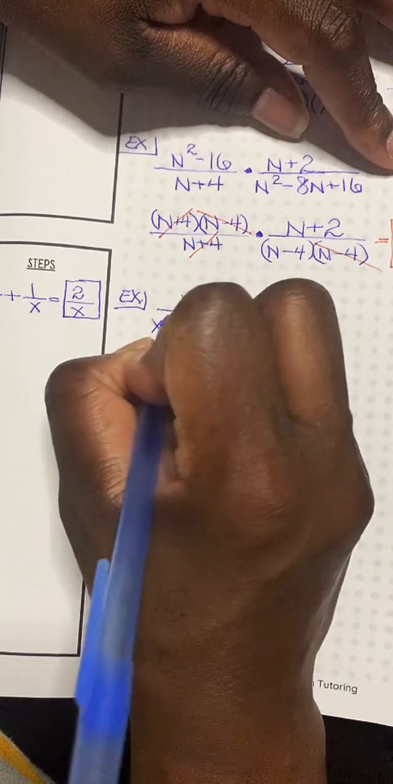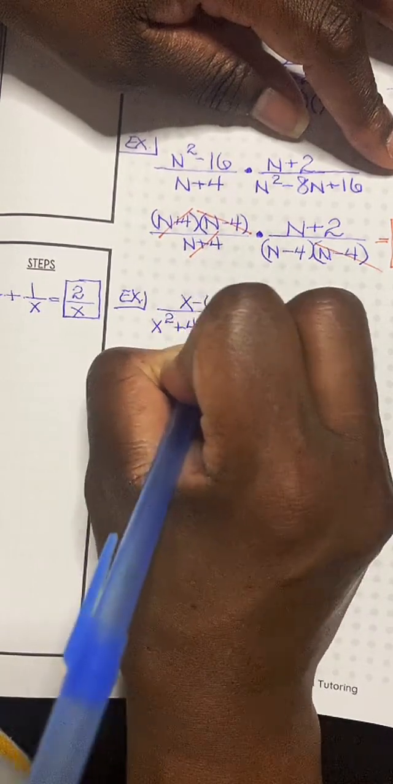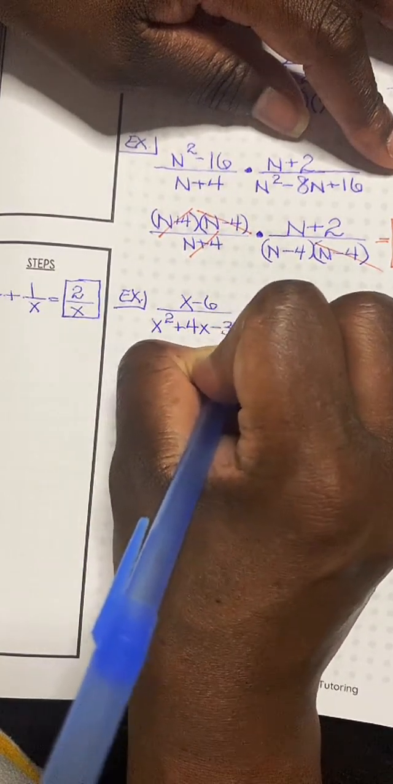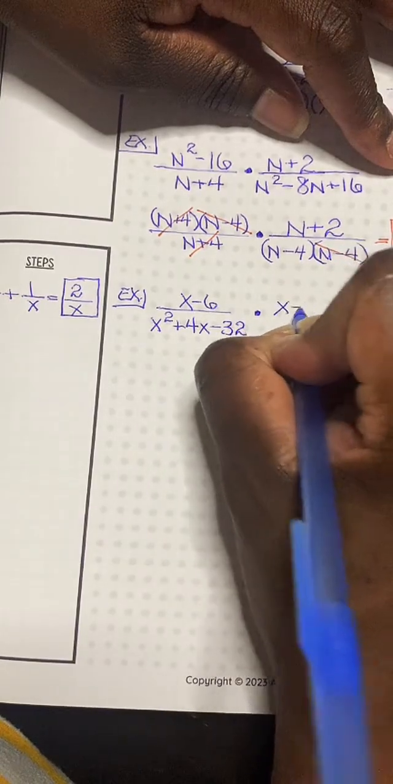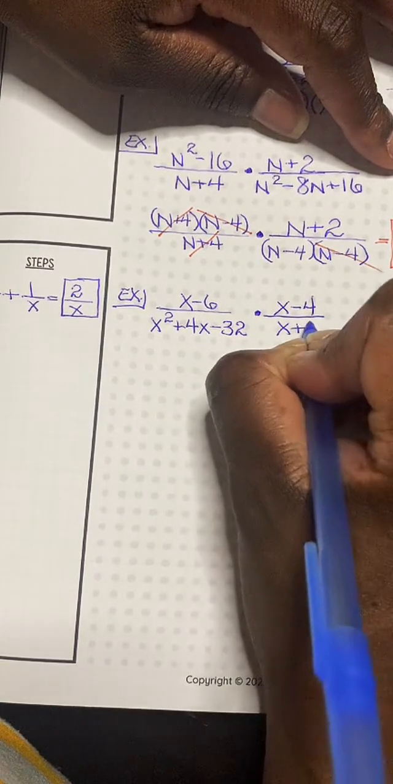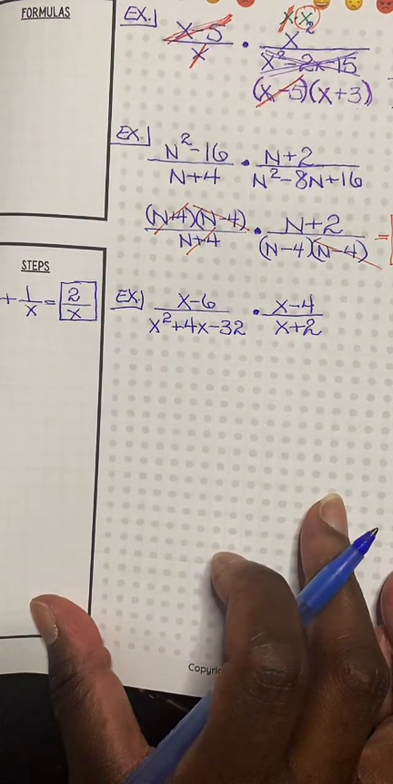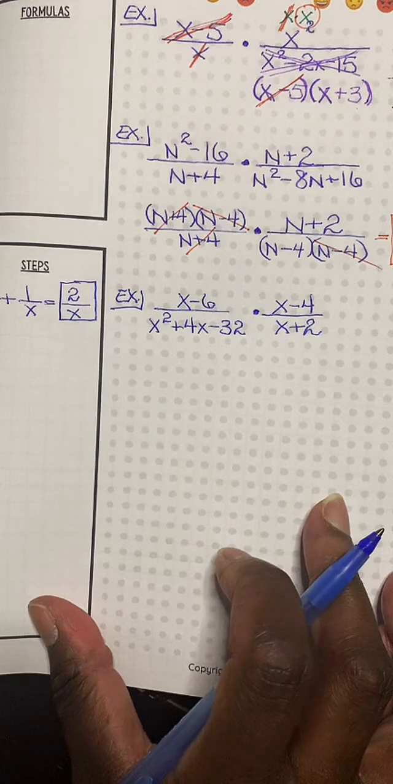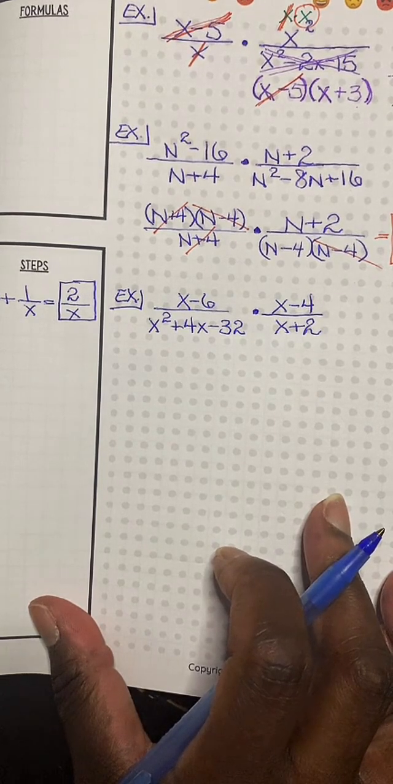So we have x minus 6 divided by x squared plus 4x minus 32, times x minus 4 over x plus 2. Okay. All right. So I'm going to give you roughly a minute 15. There's a reason why. Do not put your answers in. You can type it, but don't hit send. Refrain from giving me answers for a minute 15. Start it.